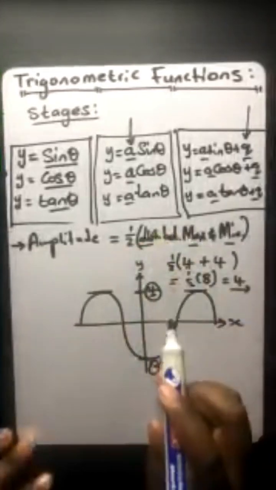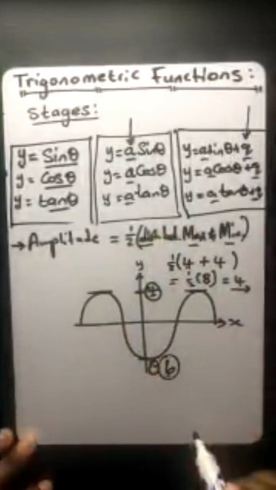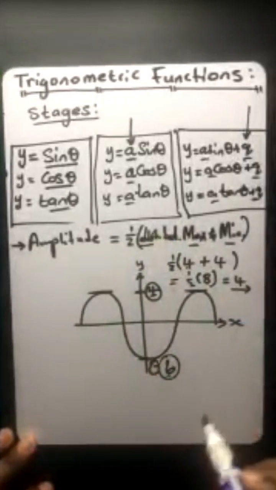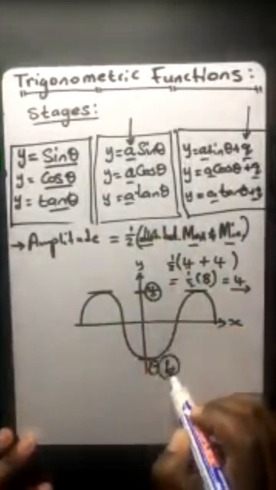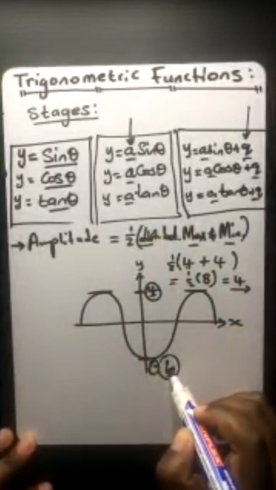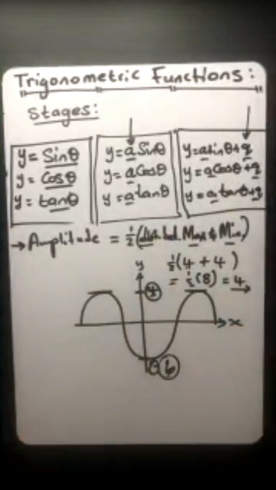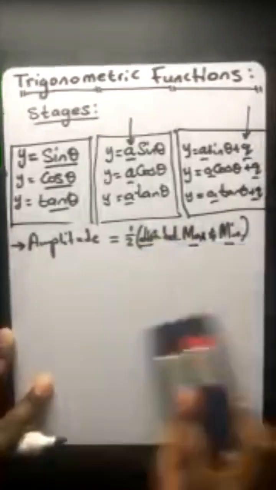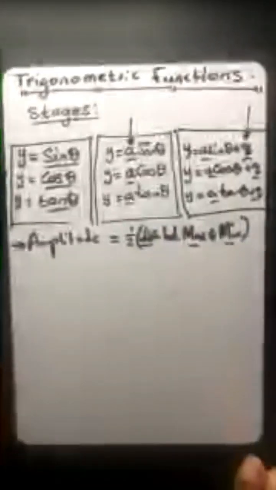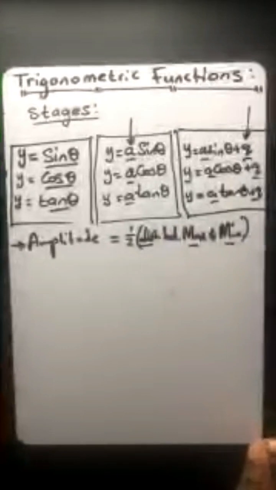So for some reason, if here it was -6, you follow the same procedure. This plus that gives you what? 10. Half of 10 is 5, meaning the amplitude is 5. So I'm just giving you an idea of what is meant by the amplitude. Very, very important, ladies and gentlemen.